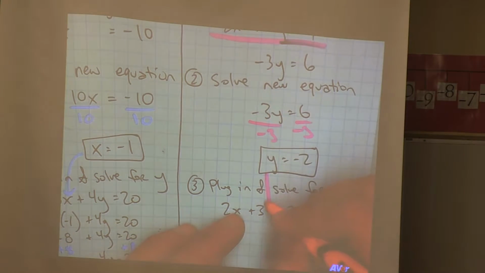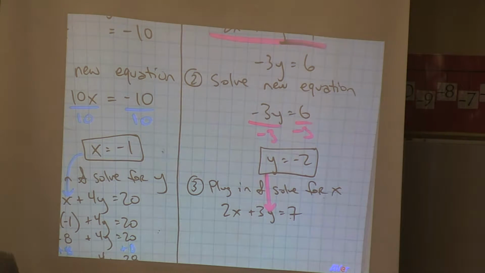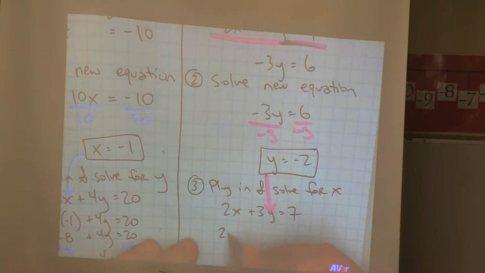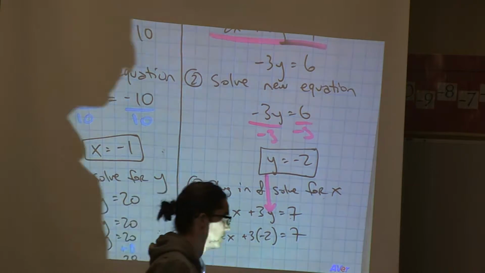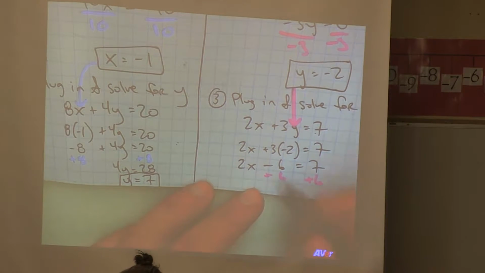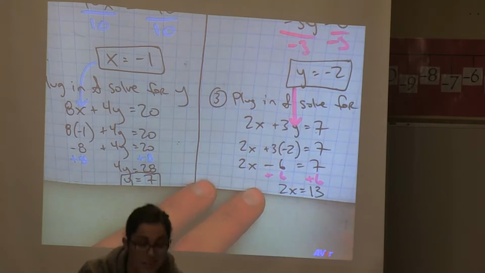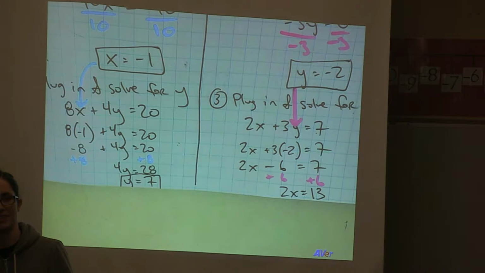So I plug negative 2 in for y, and would you guys please go ahead on your own and finish solving. Tell me what x equals. So I get 2x equals what? 13. Yeah, 2x equals 13?